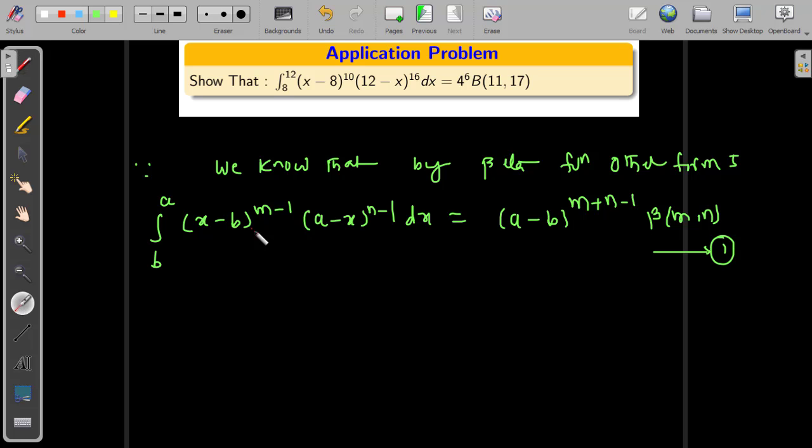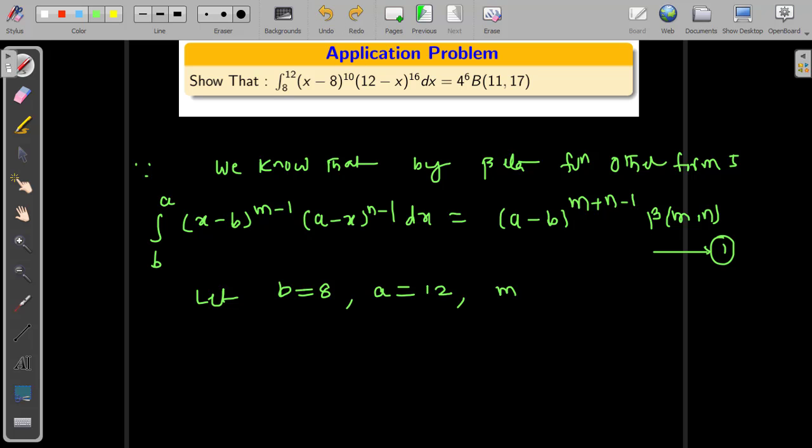Now, as per equation number 1, we need to decide what a is, what b is, what m is, and what n is. We need to decide four symbols, and by inspection we can decide. Let us take b equal to 8: the lower limit is 8 and the upper limit is 12. Very clear. Again we have m and n. What is m comma n? First of all, m minus 1 I have to write.